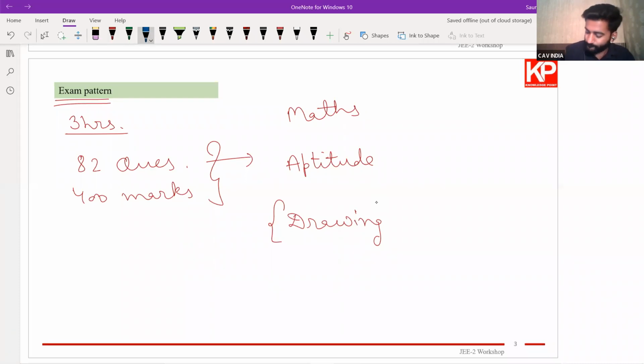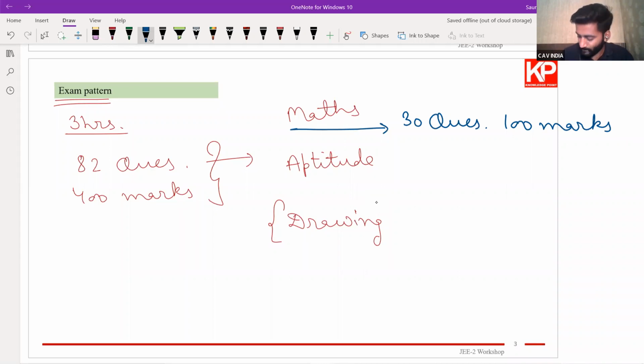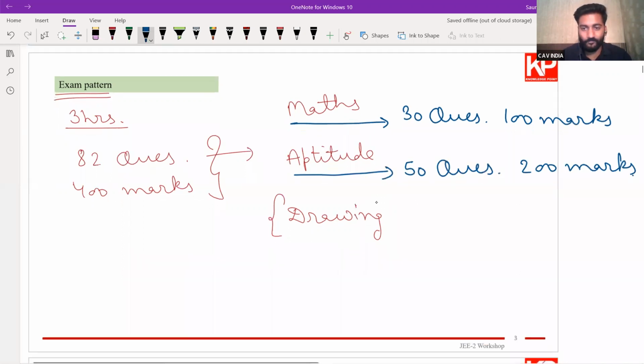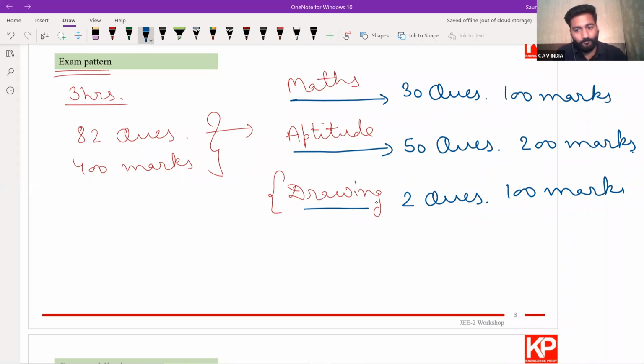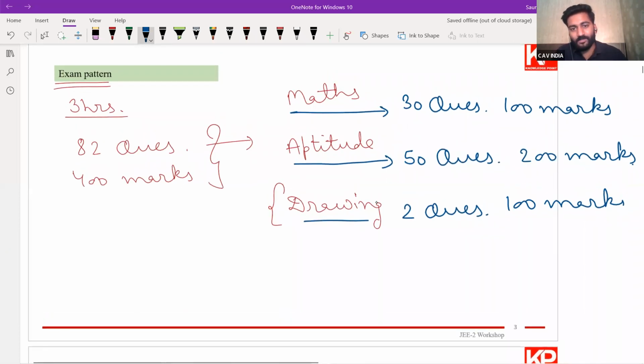Now in maths part, they ask 30 questions for 100 marks. And for aptitude, there would be 50 questions for 200 marks. And for drawing part, there would be 2 questions for 100 marks. This is the division of it. If we get into further details, in the maths part, it sometimes goes up to the level of JEE paper 1. So you need to have all your concepts clear in maths to attempt this part.